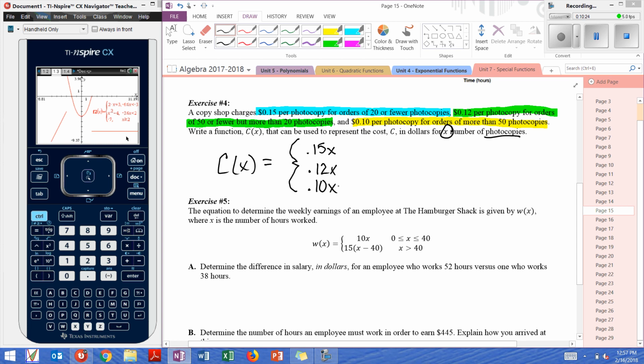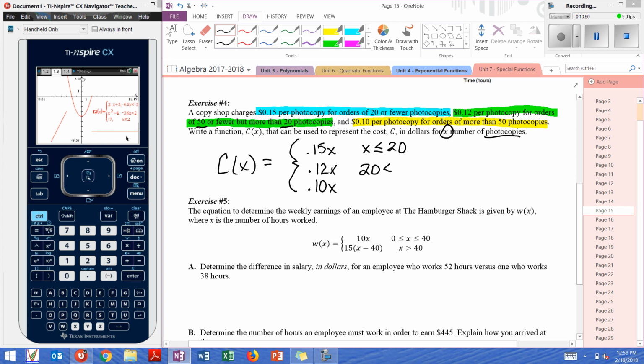And then obviously we need to restrict the domain. So 15 cents is 20 or fewer, so x has to be equal to or less than 20. And then what's the next one? It has to be more than 20. Oh, this is compound. We have 20 and 50. So we have a little bit of a range of domain values.